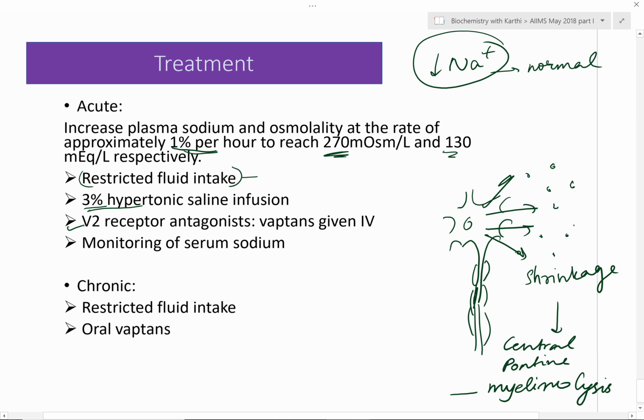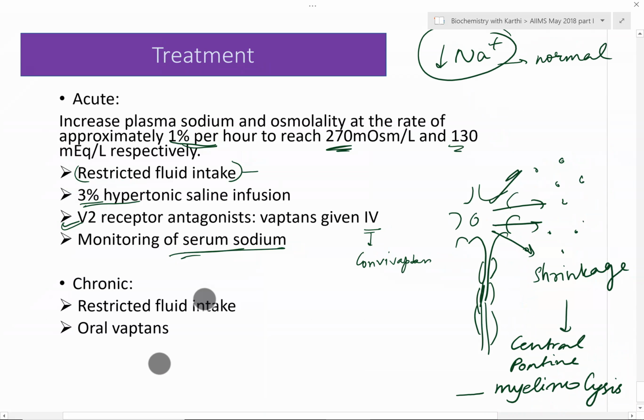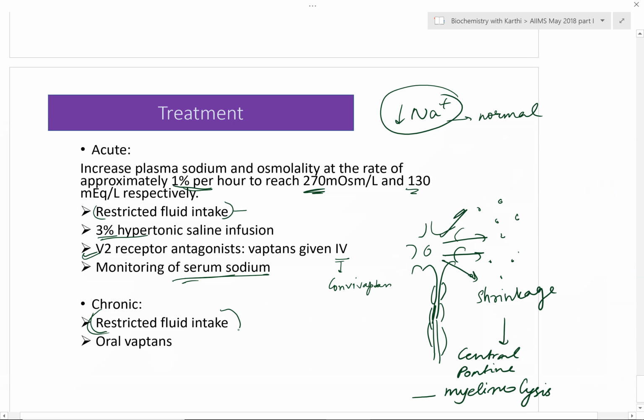You can also give Vaptans, which are V2 receptor antagonists, given IV. So there is a Vaptan, Conivaptan, which is given IV, and it is a V2 receptor antagonist which can be used in an acute situation. Again, you have to keep monitoring the serum sodium to see that you do not correct it too rapidly. For chronic cases, the mainstay is restricted fluid intake again, or you can also give oral Vaptans like Tolvaptan.